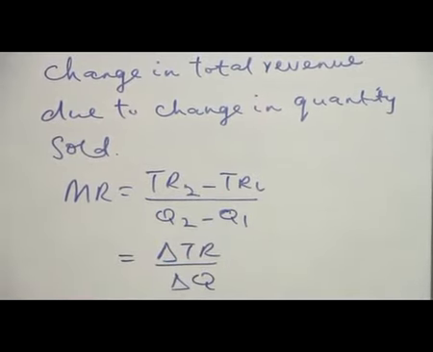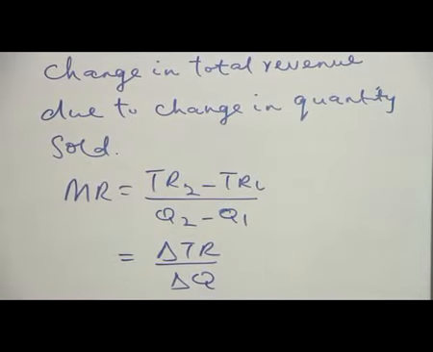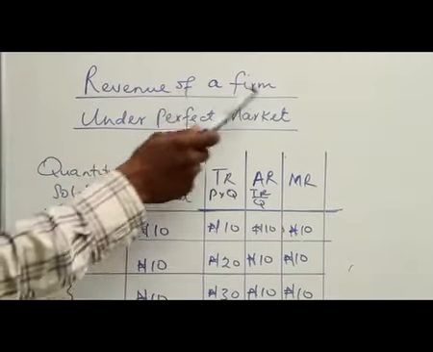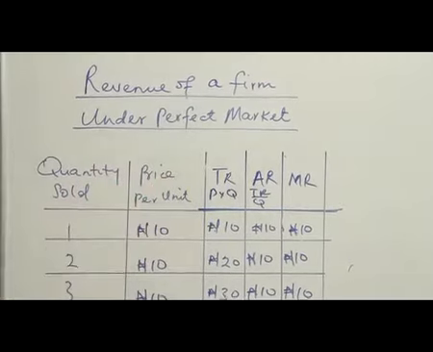So we are looking at two periods, the present and the past. We look for the difference between the two. That is in terms of revenue. Likewise, the difference between quantity sold between the two periods. So we now get change in total revenue divided by change in quantity sold. So from this point, we can get marginal revenue of a firm. Revenue of a firm under perfect markets.